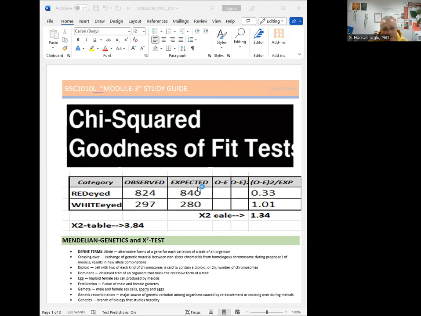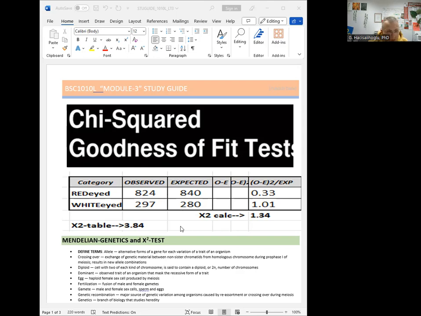And then the third column is expected. You need to calculate this. The next column is observed minus expected, then observed minus expected squared, then finally observed minus expected squared divided by expected. Always remember, when you add the column 2 totals and the column 3 totals, they should add to the same number. If this is 1000, the column 3 total should also add to 1000. So how can you find expected? That's the first column you need to calculate.